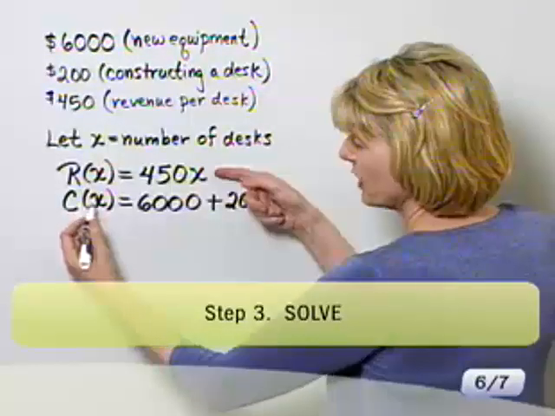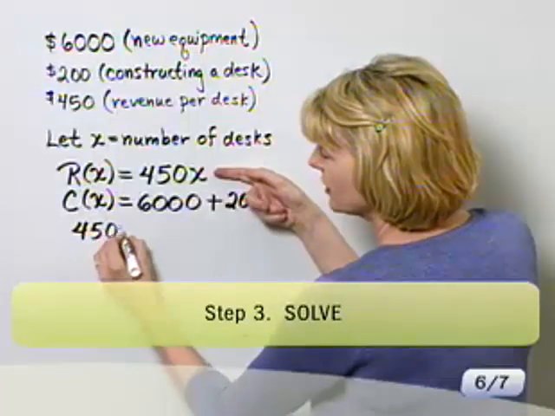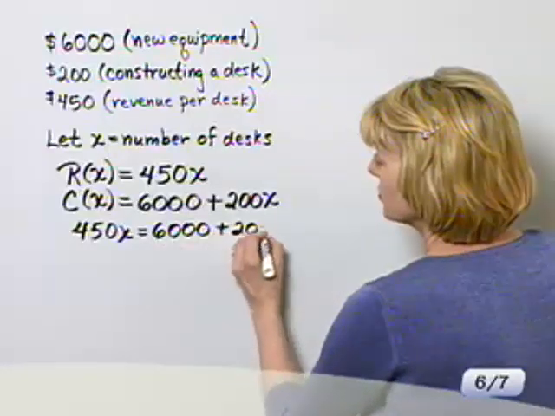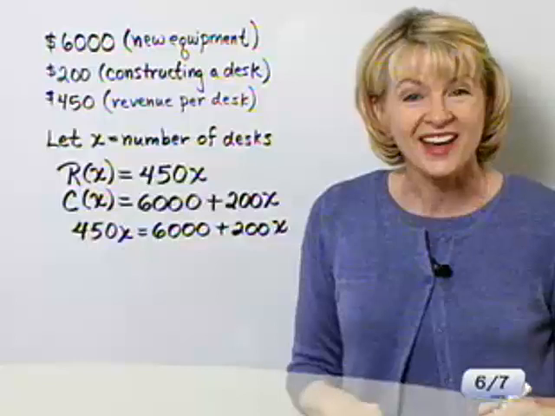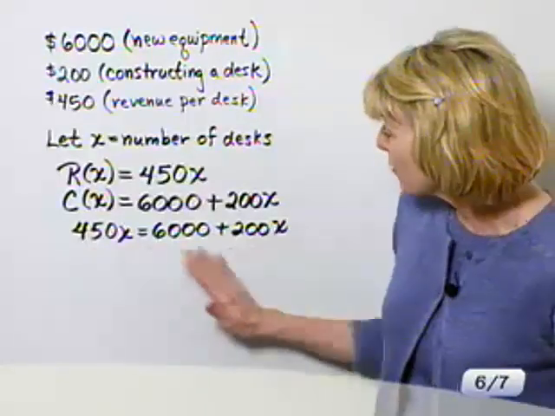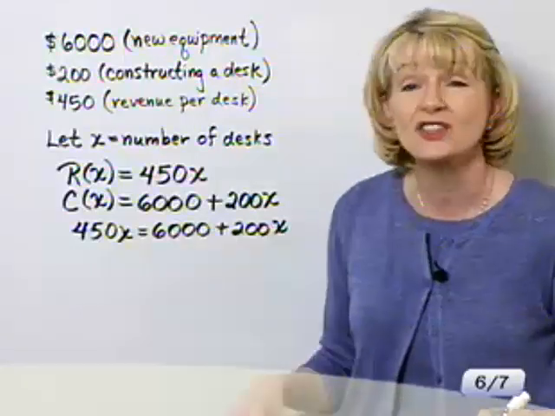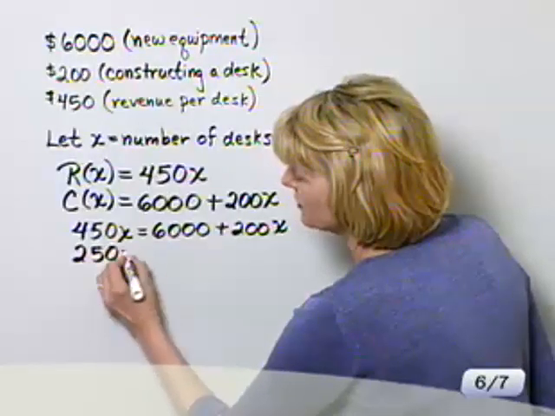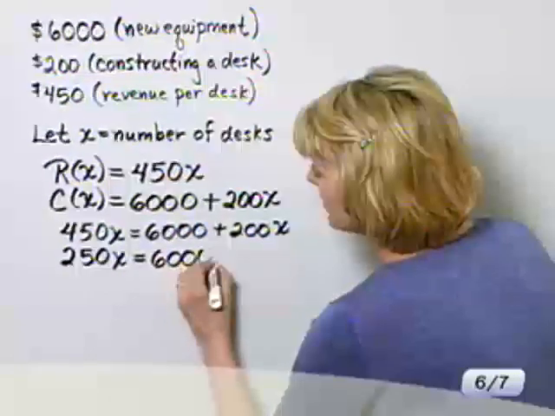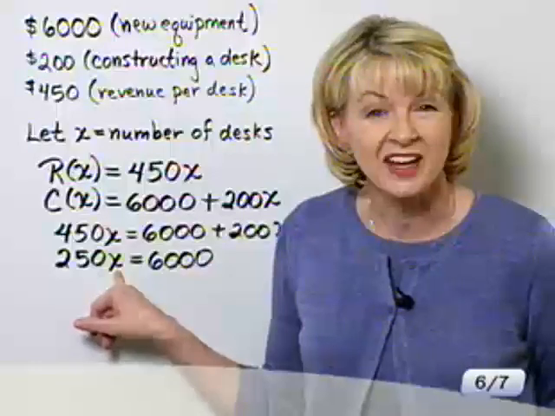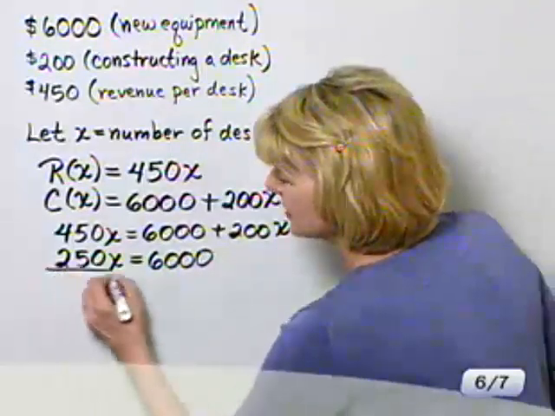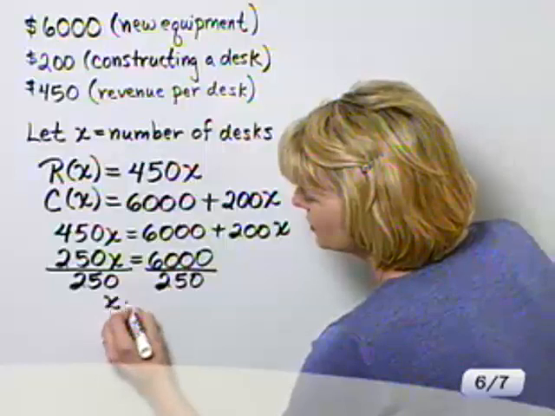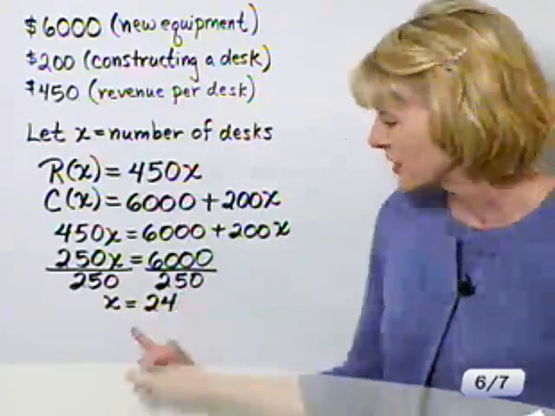So we'll set revenue, 450X, equal to cost, 6,000 plus 200X, and we solve for X, the number of desks. How do we solve this equation for X? We'll subtract 200 from both sides. 450 minus 200 is 250X is equal to 6,000, and then you solve for X by dividing both sides by 250. If you do so, you'll find that X is 24.